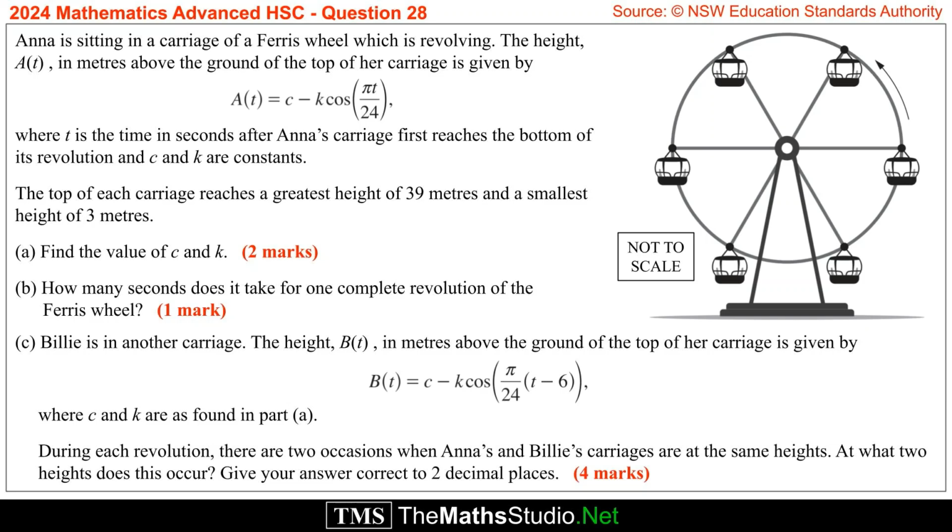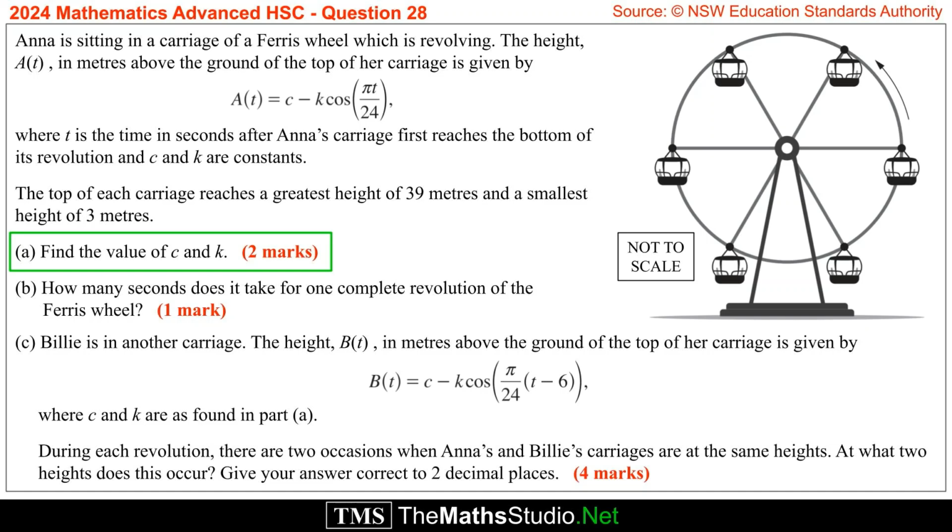Question 28. Anna is sitting in a carriage of a Ferris wheel which is revolving. The height, A of t, in meters above the ground of the top of her carriage is given by A of t equals c minus k times cos pi t over 24, where t is the time in seconds after Anna's carriage first reaches the bottom of its revolution and c and k are constants. The top of each carriage reaches a greatest height of 39 meters and a smallest height of 3 meters.